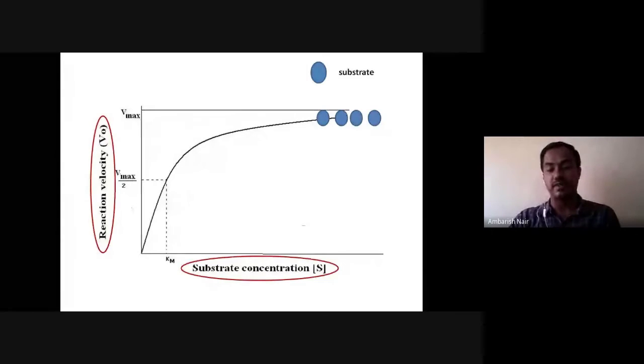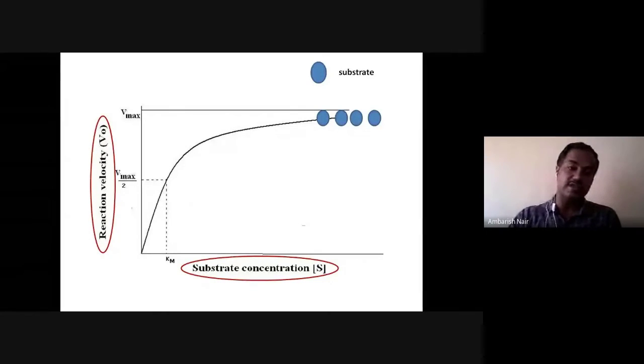This x-axis is substrate concentration. Y-axis is velocity of the reaction, or V0. When V0 is half Vmax, Km is S0. So you can derive Km. If someone asks what is the Michaelis Menten constant, it is the substrate concentration at which the velocity of the reaction is half of Vmax. When the velocity of the reaction is half, Km will be equal to the substrate concentration.